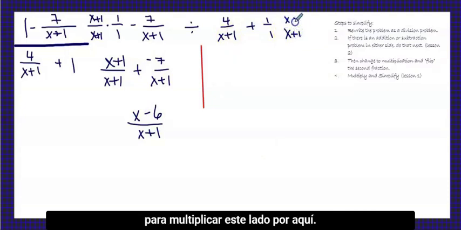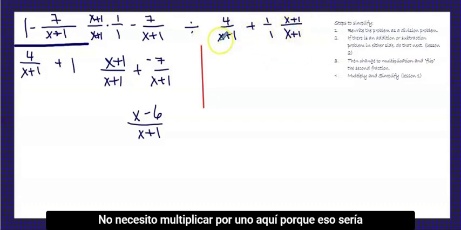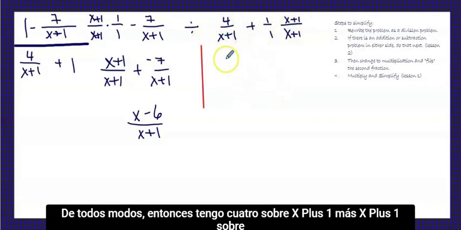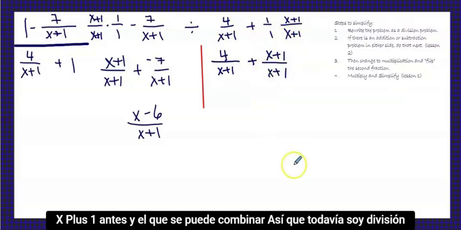Okay, over here, I have a common denominator again of x plus 1. So I'm going to multiply this side over here. I don't need to multiply by 1 over here because that would just give me the exact same thing anyway. So then I have 4 over x plus 1 plus x plus 1 over x plus 1. The 4 and the 1 can combine.